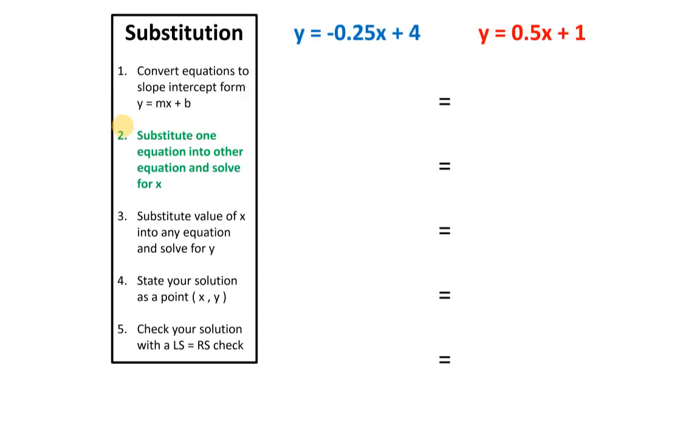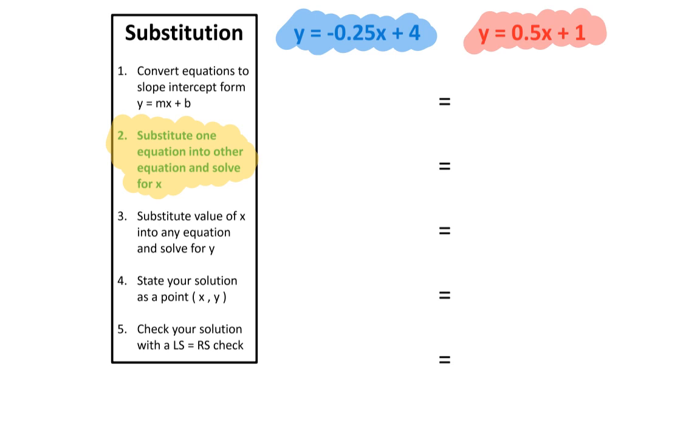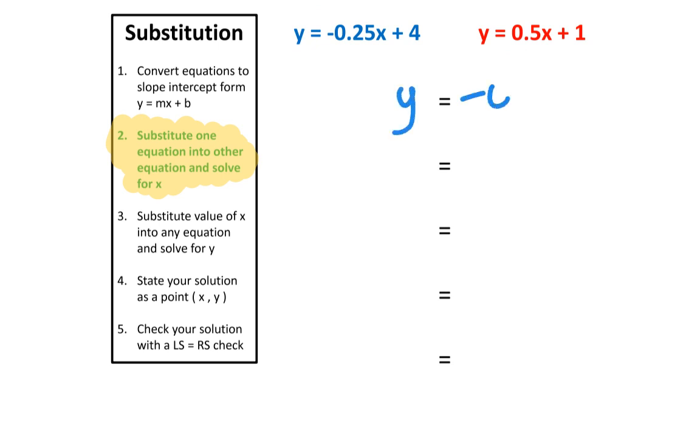Our second step is to substitute one equation into the other equation and solve for x. We can begin this step by choosing one of these lines to work with first. You can either choose the blue line to work with first, or you can choose the red line to work with first. It doesn't matter which line you choose to work with. I'm going to choose to work with the blue line, which means I'm going to rewrite its equation exactly as you see it. y equals negative 0.25x plus 4.